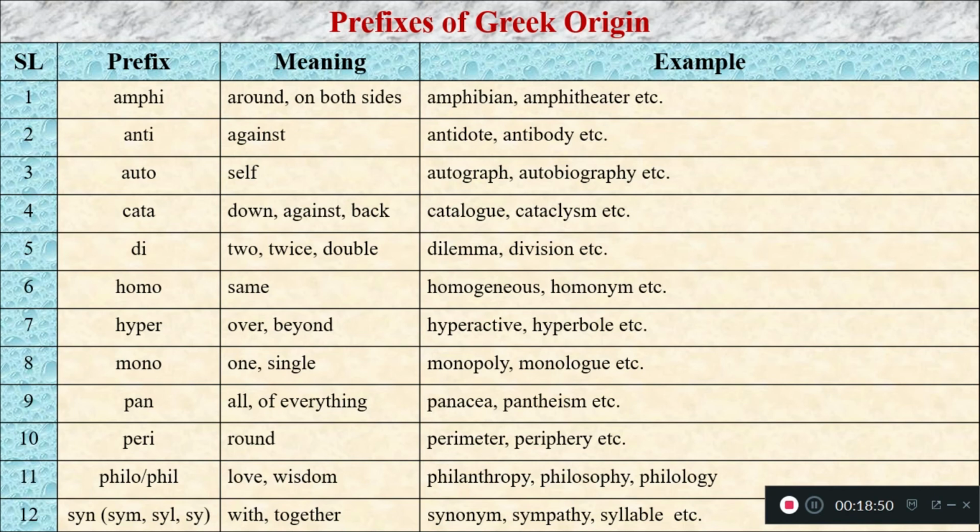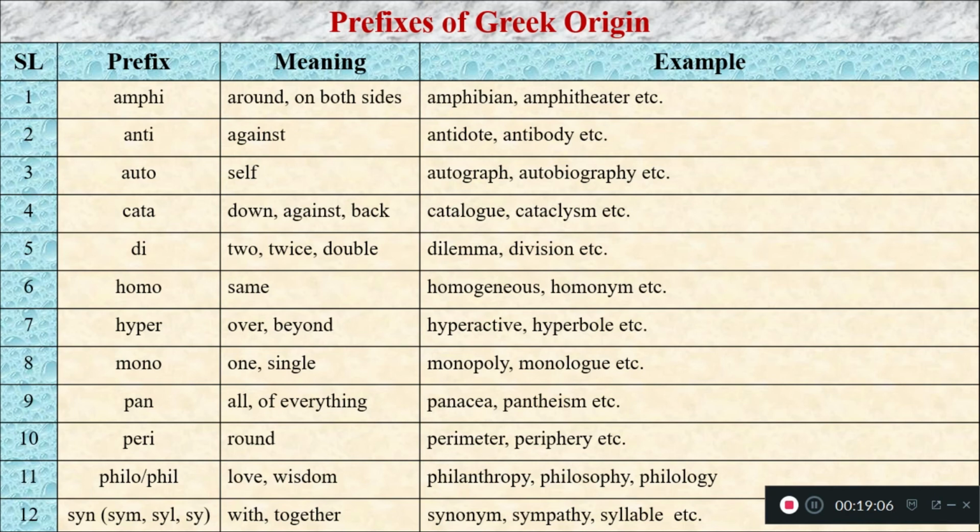Next, pan. Pan means all or of everything. For example, panacea means something that cures all illness or solves all problems. Pantheism means a belief in the existence of God everywhere in nature.